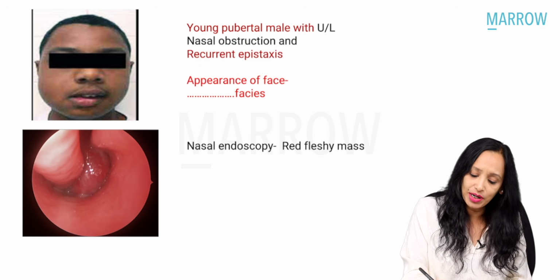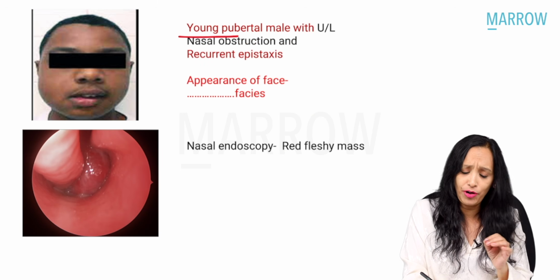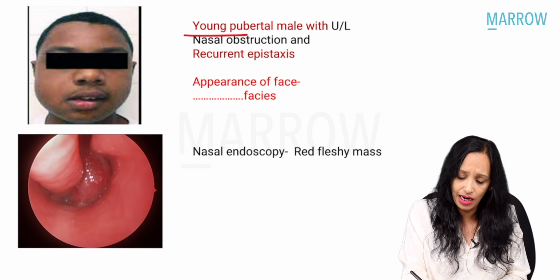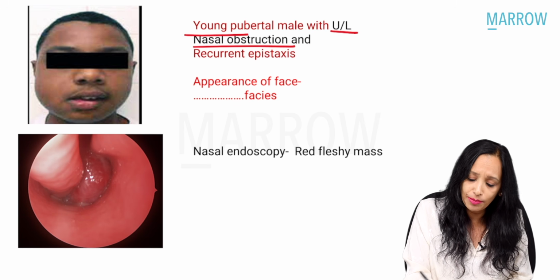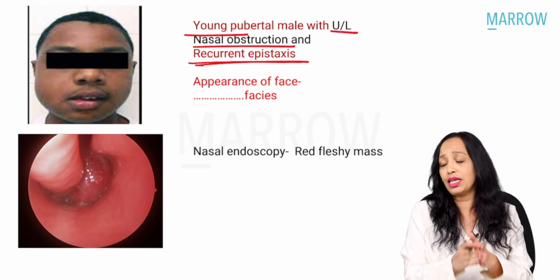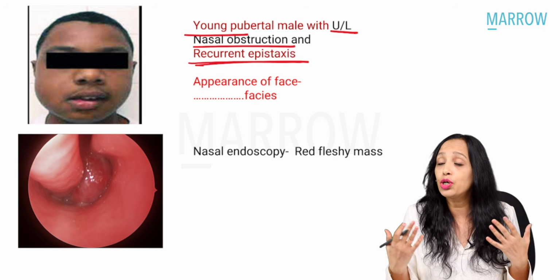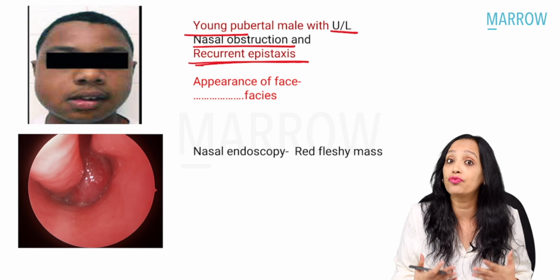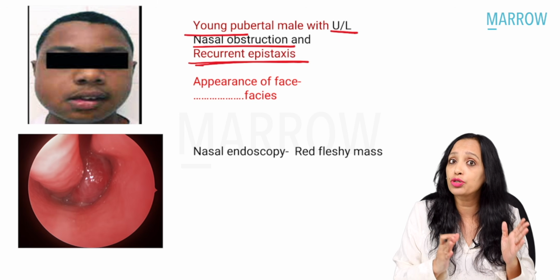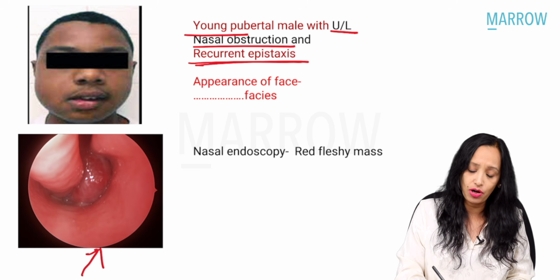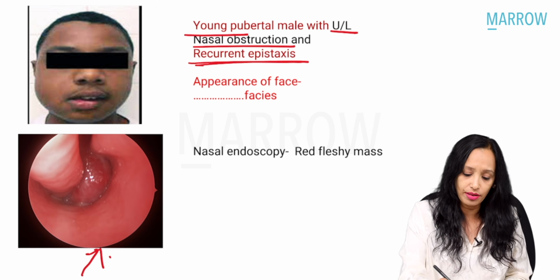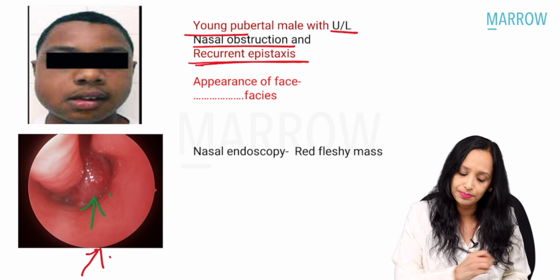Yes, a young pubertal male, again a favorite of your exam, with unilateral nasal obstruction and recurrent epistaxis. Any 15-year-old male, 20-year-old male, with recurrent epistaxis. What do you have to think? Yes, you have to think of angiofibroma. Repeatedly, whenever this question is asked, this picture is given of the endoscopy showing the red fleshy mass.